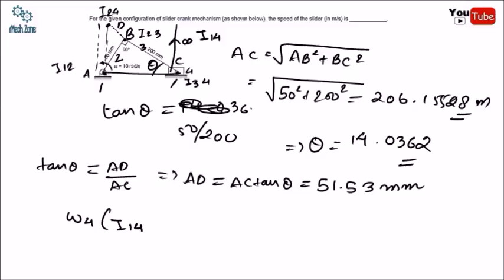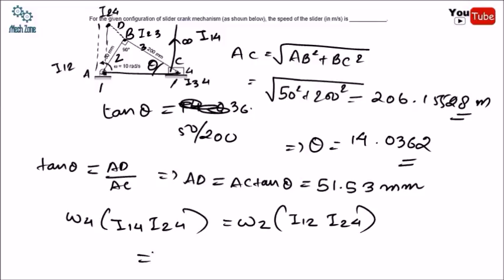So now by applying Kennedy's theorem, we have omega 4 times I14 I24 is equal to omega 2 times I12 I24. So by using Kennedy's theorem, the velocity that we will be obtaining for the slider would be 10 multiplied by 51.53.